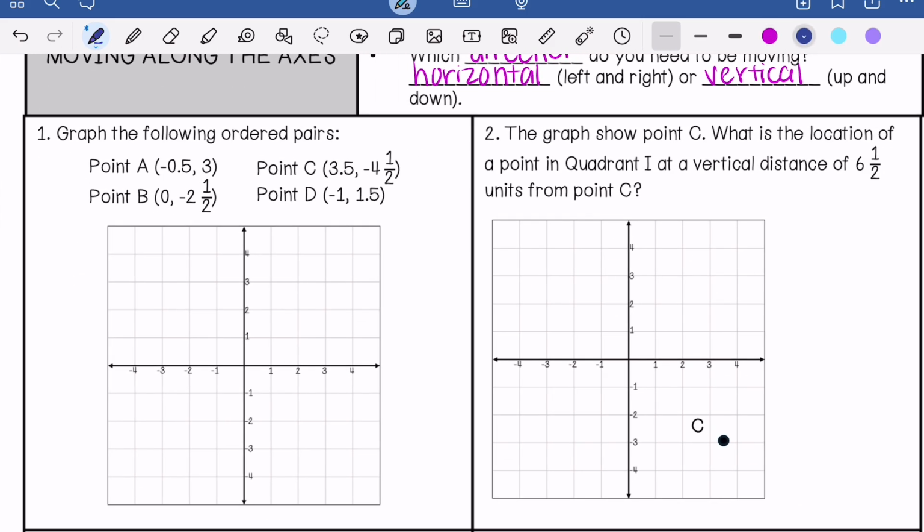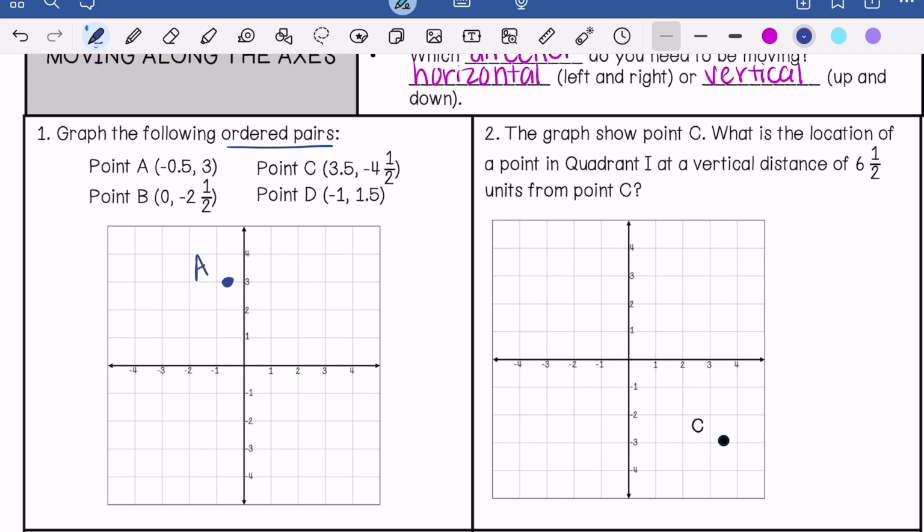All right, this says graph the following ordered pairs. Point A is negative 0.5, 3. So the first number, negative 0.5, is the x-axis direction. So 0.5 is going to be halfway in between 0 and -1. So I have negative 0.5 and then up 3. So this is point A.